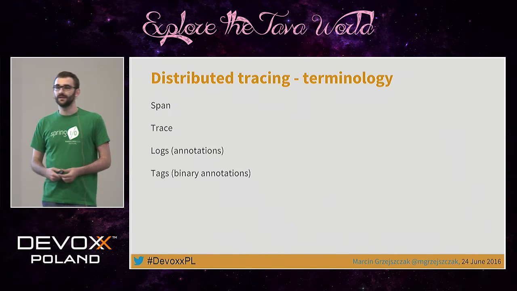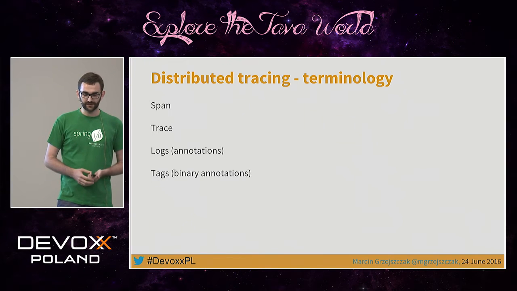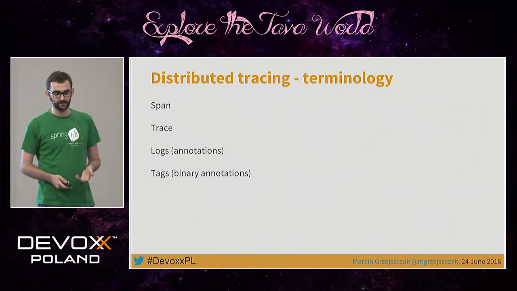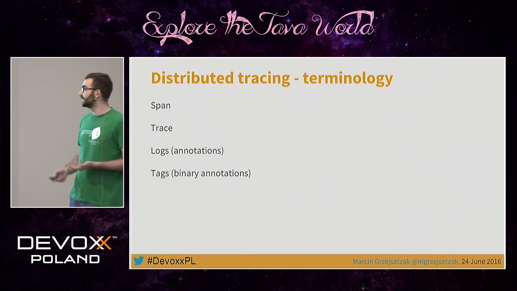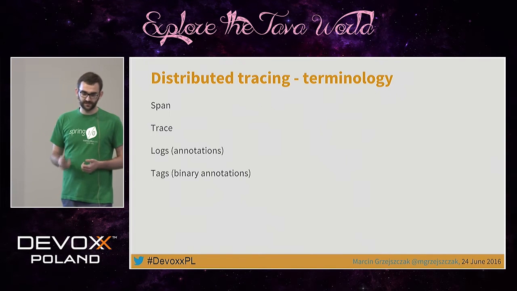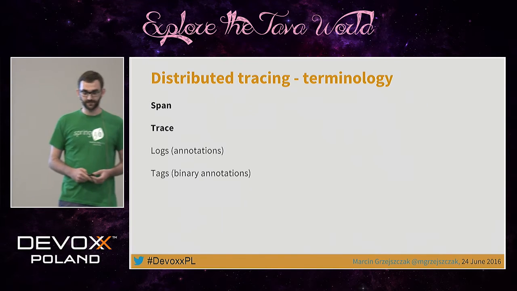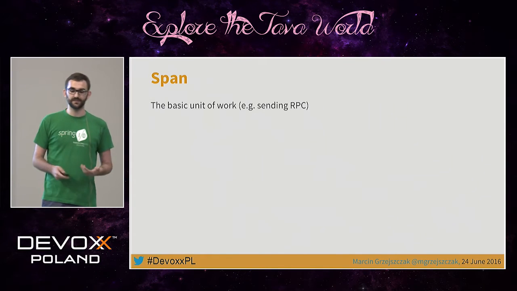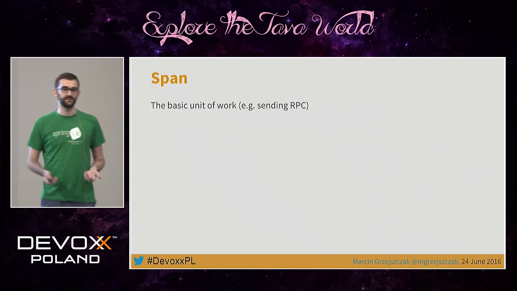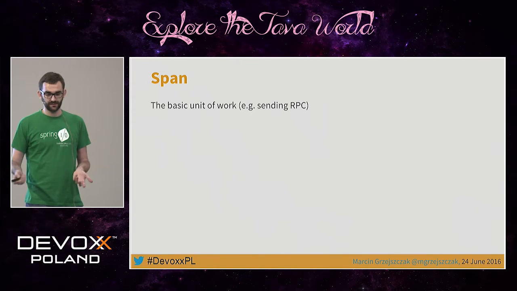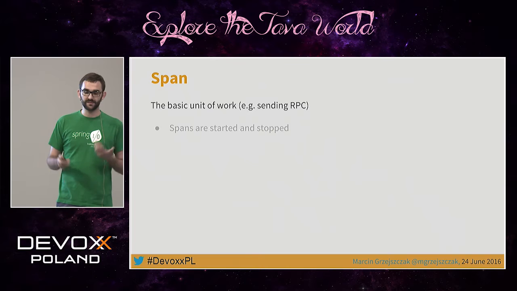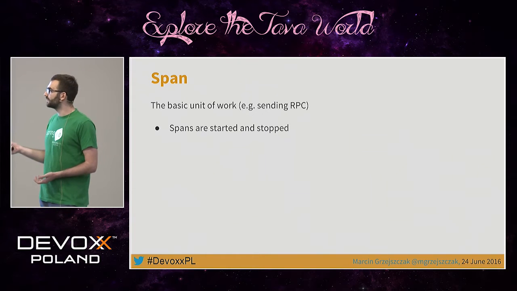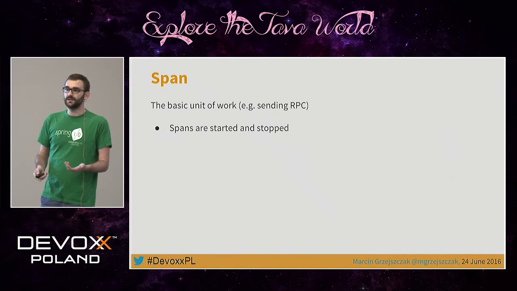In order to understand how to solve this problem, let's define some terms: span, trace, logs, and tags. Let's focus on the first two terms. What is a span? A span is a basic unit of work. For example, sending an RPC, a remote procedure call, is a span, a basic operation. A span can be started and stopped.